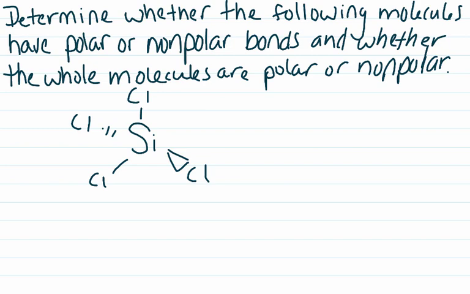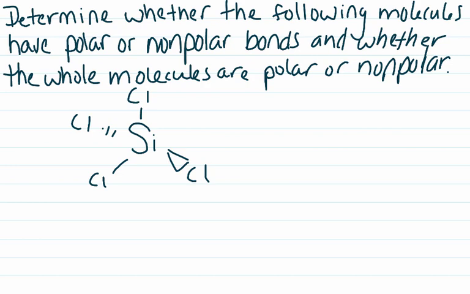Now, we have two different things here. We can talk about the polarity of a bond, and we can talk about the polarity of a molecule as a whole. The first step in determining whether a molecule is polar is looking at its bonds. And then, based on its geometry, you can determine whether the molecule is polar or nonpolar. So first, let's look at the bonds here in silicon tetrachloride.